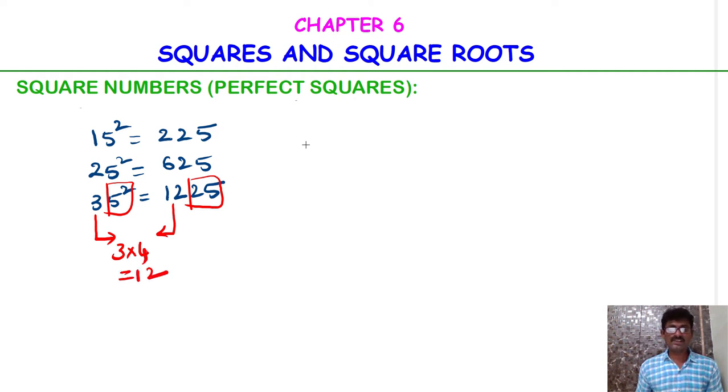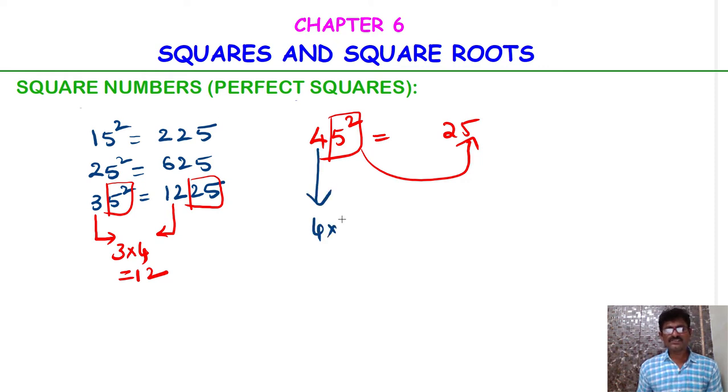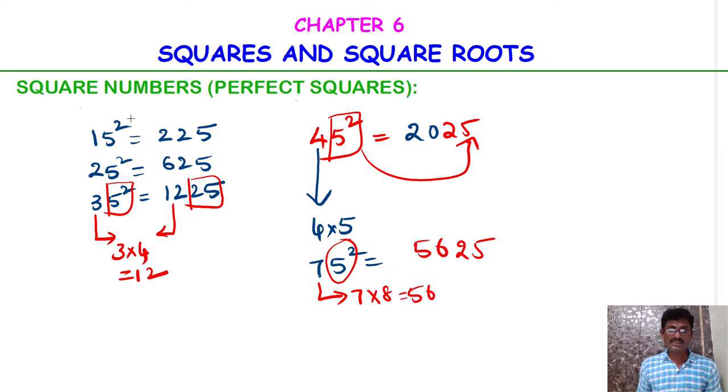Similarly, suppose we take 45 squared, this is equal to, first write 25 for this 5 squared, then you take 4 and the next number is 5. So 4 times 5 is 20, write 20 here. Similarly, if you take 75 squared, this will be equal to 5 squared, so write 25 here. Then 7 times 8, which is equal to 56. You write 56 here. By using this pattern, we can find the square of a number which has 5 in its units place easily.